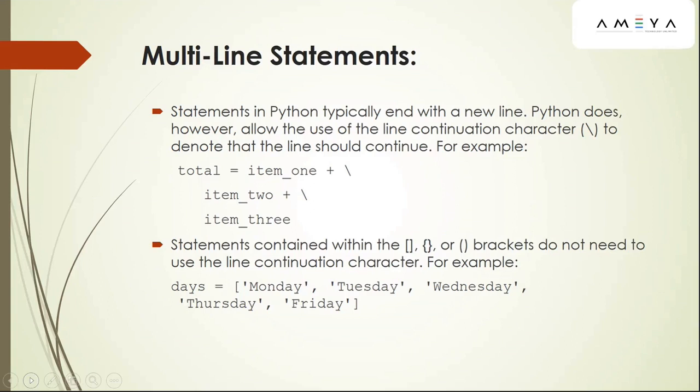Statements contained within square brackets, braces, or parentheses do not need to use the line continuation character. Suppose you are using a list, and you are going to print the values in the list, or the values in a tuple, dictionary, or set. We are maintaining brackets, braces, or parentheses. In that situation, we do not need the multi-line continuation.